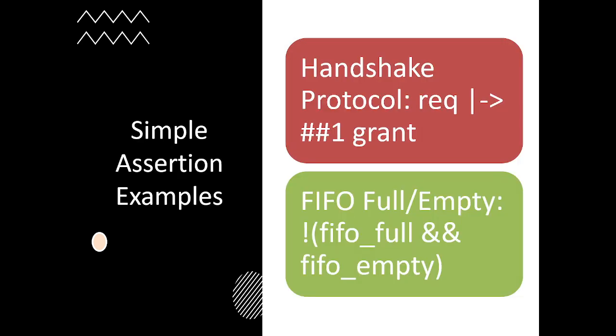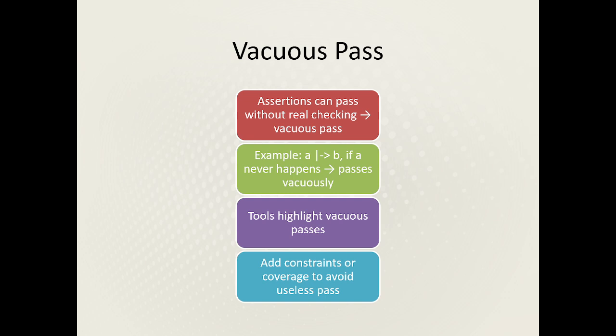Coming to simple assertion examples: in a handshake protocol, the request is followed by the grant. Another example: when request goes high, the grant should come in the next cycle. There is also a FIFO example: if the FIFO is empty, it is not full, and that is the assertion.